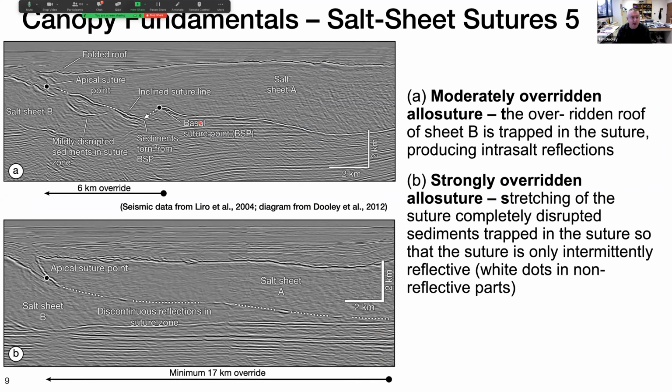And just two seismic actual examples here. One with, well, it's still 6K, but a relatively small amount of override here. We can see clearly in here the suture with actually entrained sediments. And then here we have an awful lot of override, which is 17 or so kilometers. And you only see small areas in here and here and here where you can actually see the actual suture.